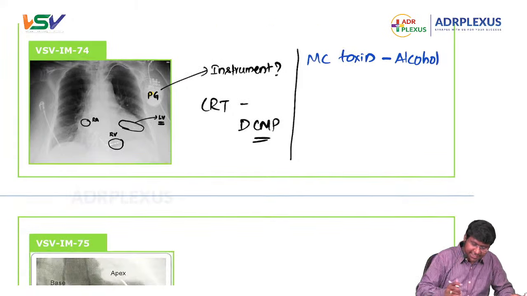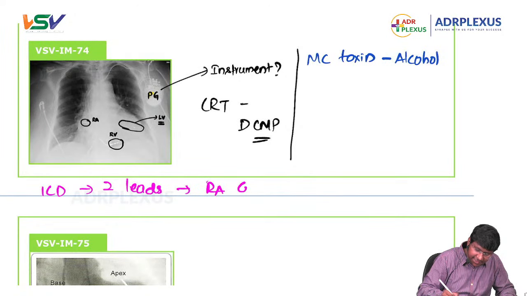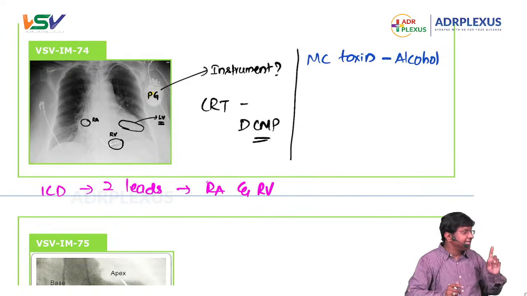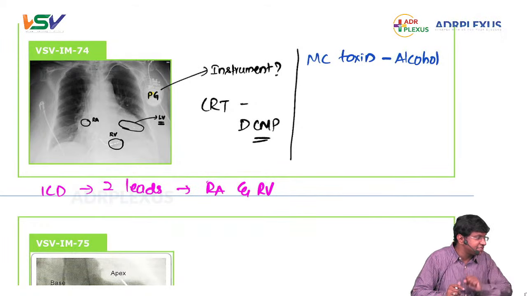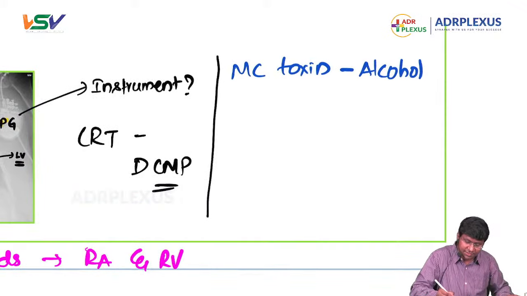Now in case of the ICD, you will have only 2 leads, and where will be that lead? Right atria as well as right ventricle. And in ICD you don't have the 3rd lead which is present in the lateral wall of the left ventricle here, right? So the most common toxin will be the alcohol.